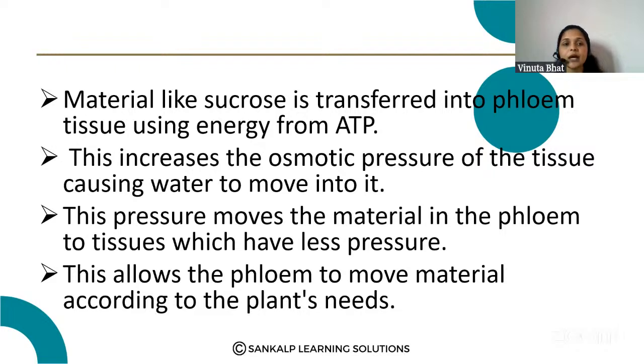ATP is used here, and this increases the osmotic pressure of the tissue, causing the water to move into it. Then the water will move into the tissue, which creates the osmotic pressure. So this pressure helps in the transportation of the food from higher pressure to lower pressure, so that the phloem is able to transport the food to where there is a need. Okay, so like this the transportation of the food takes place in the phloem.